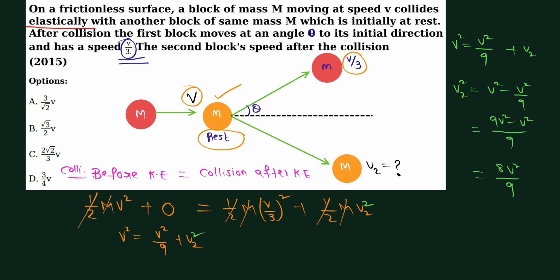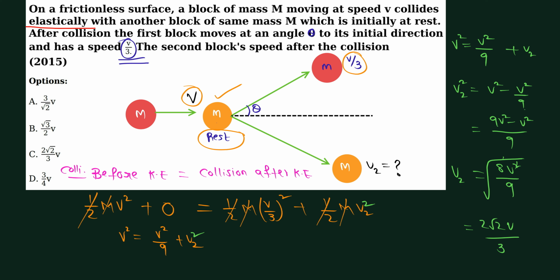8v square by 9. So here v2 square is there. So when you take it here, it will become root. What is the root of 8? 8 we can write as 4 into 2. Root 4 value is 2. Then 2 root 2. Square root gets cancelled for v.